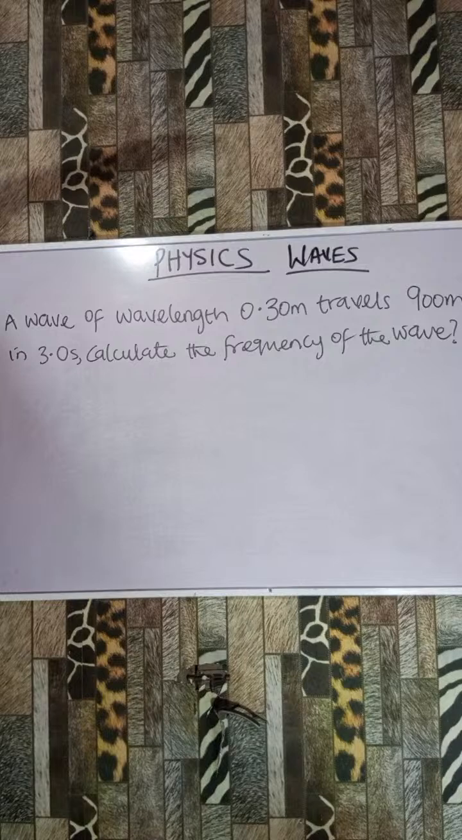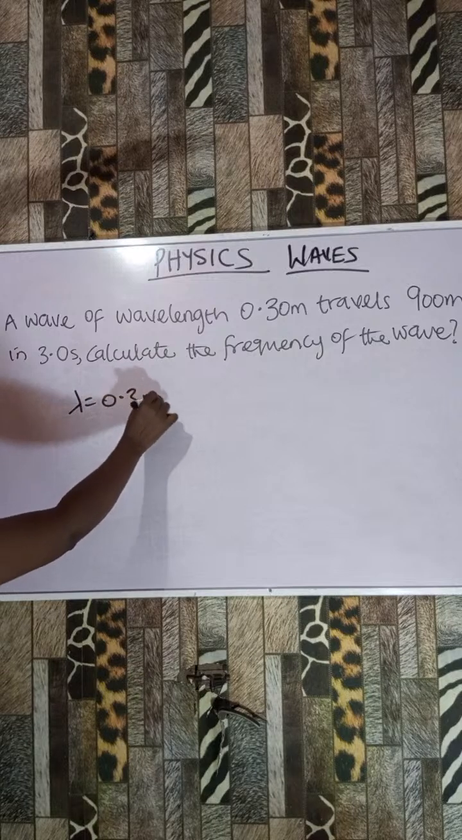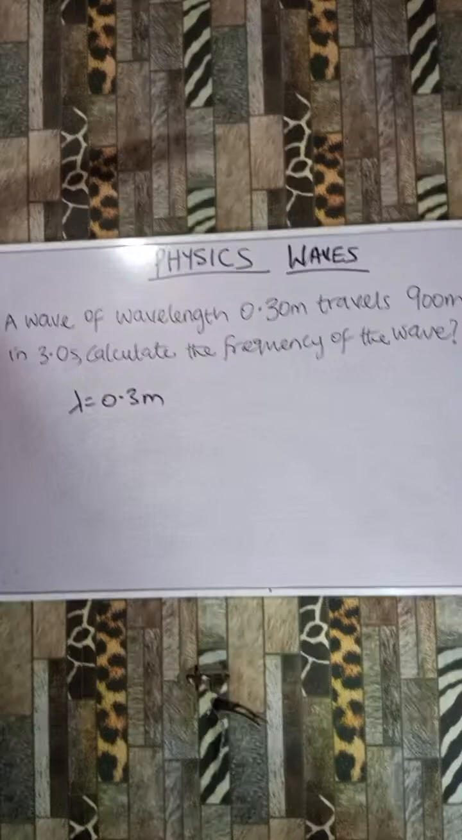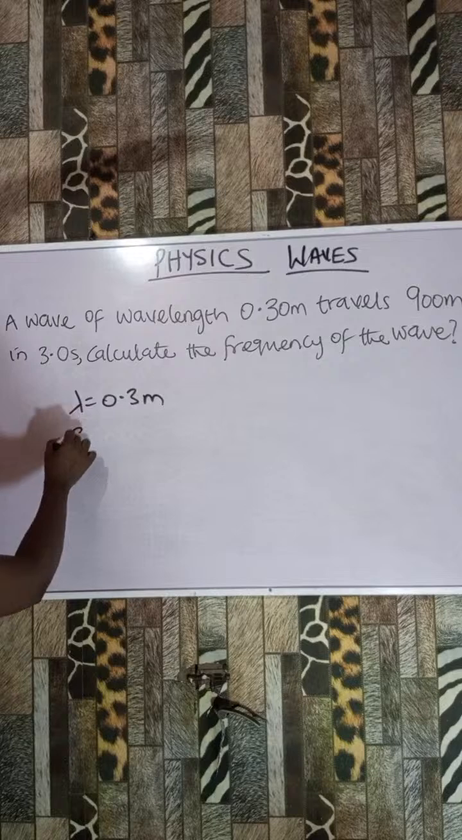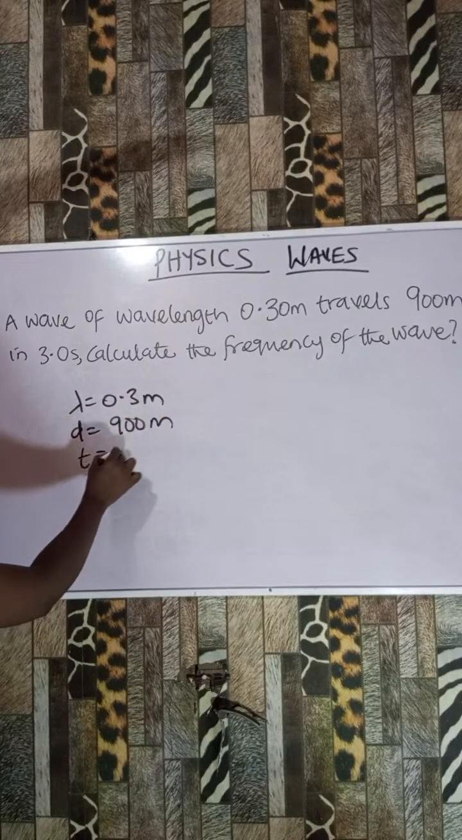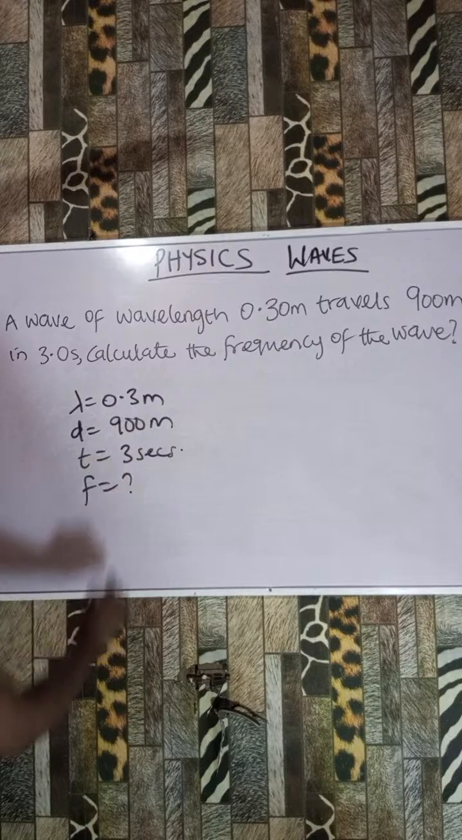So a wave of wavelength 0.3 meters. So the wavelength is 0.3 meters. It travels 900 meters in 3 seconds. So the distance it traveled is 900 meters, and time is 3 seconds. We're looking for what? Frequency.